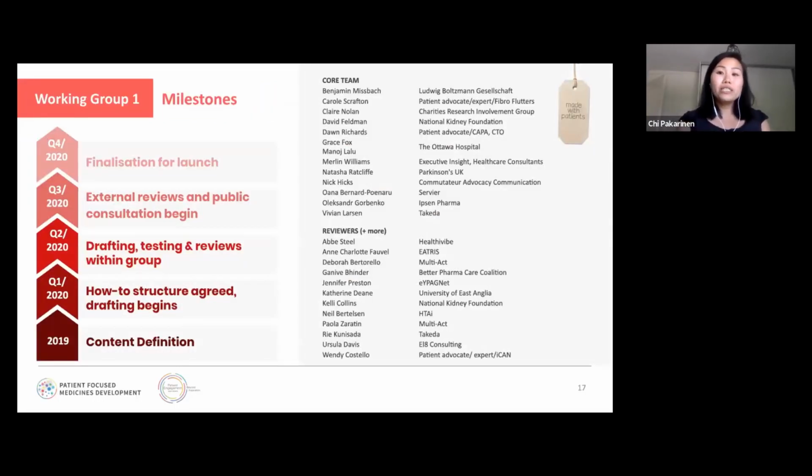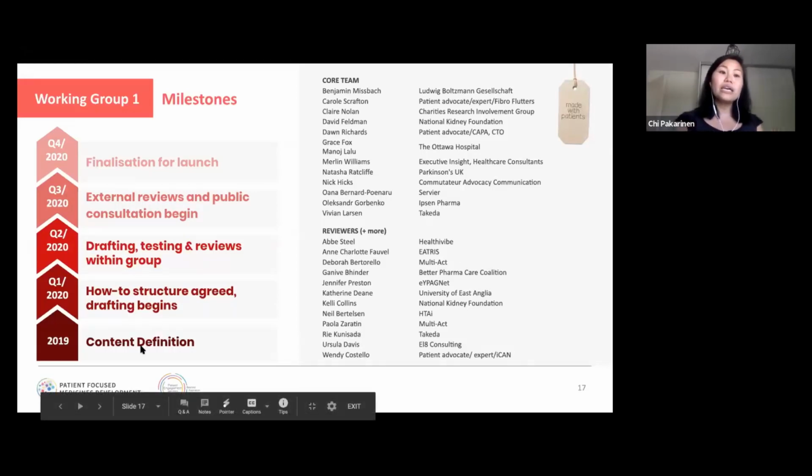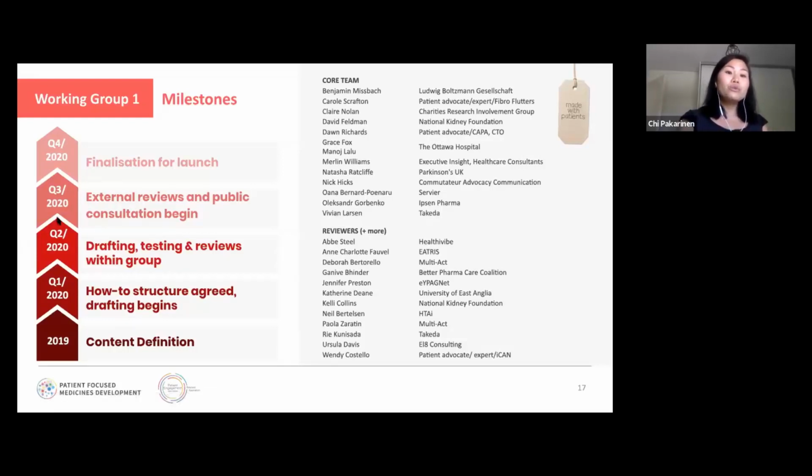Here's a little bit of a milestone and a list of people who are currently there. We have some contributors who have come in and left, and we have those who have stayed with us. So this slide would not be enough to name them all, but at least you'll see a few here just to highlight the multi-stakeholder involvement of all. We started in 2019 with content definition, and we're here now in Q2, Q3, finalizing our drafting, testing, and reviewing with the groups. It will open up to bigger reviews, so you're welcome to join us in that review.